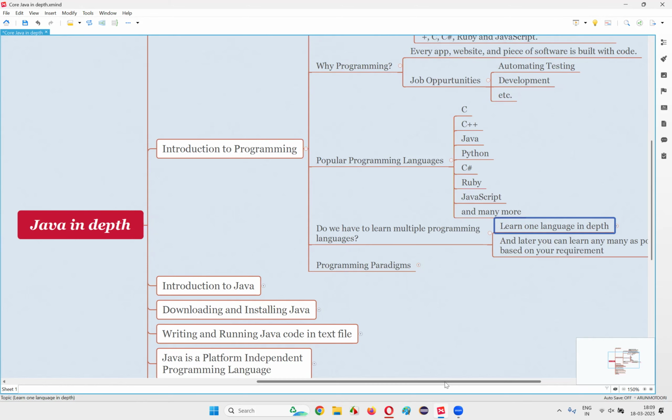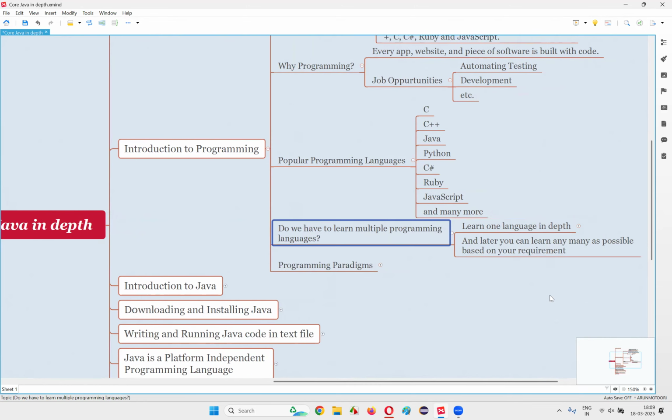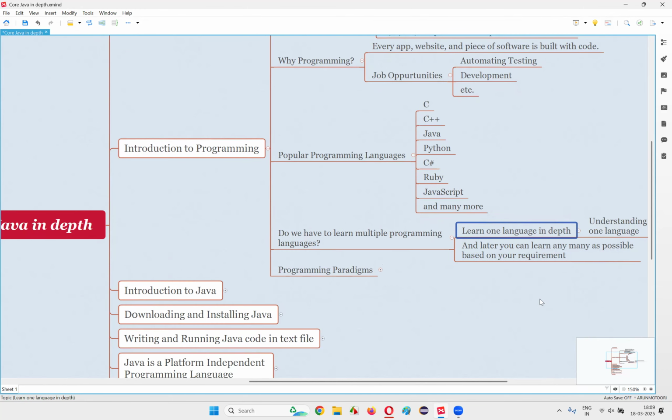So the answer is yes, multiple programming languages may be required for you to learn, because when you work in the IT field, not always do you work with a single programming language. We may have to work with multiple ones. But when you are getting started, don't start with all of them. Stick to one programming language, get all the confidence, and understand every inch of it.